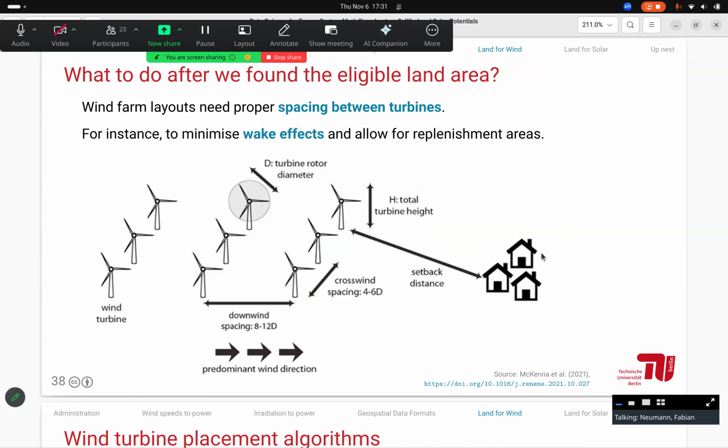to recover after going through a wind turbine before reaching another wind turbine, with maybe a spacing of 8 to 12 times the diameter downwind, and then some crosswind distance, 4 to 6 diameters, and the diameter would be just the rotor diameter here, in addition to the distance criteria.